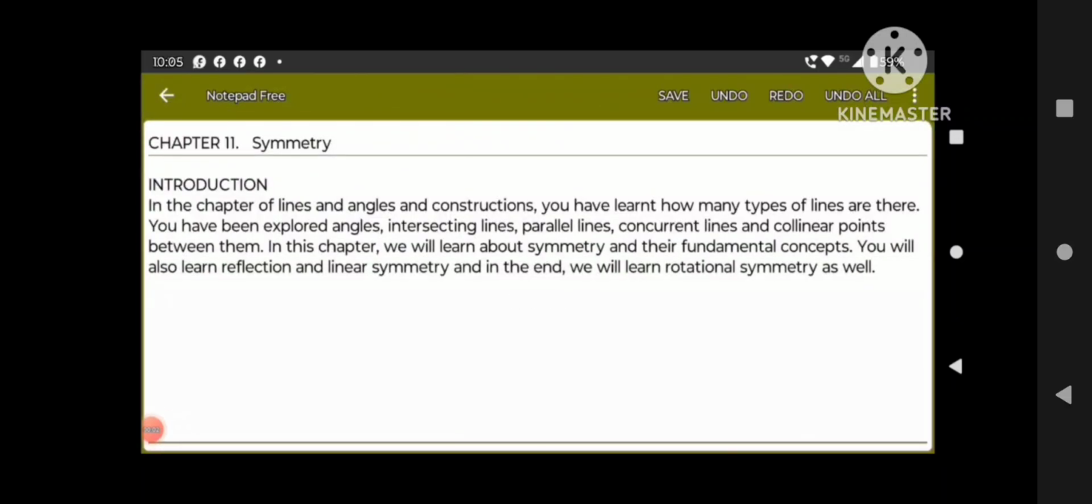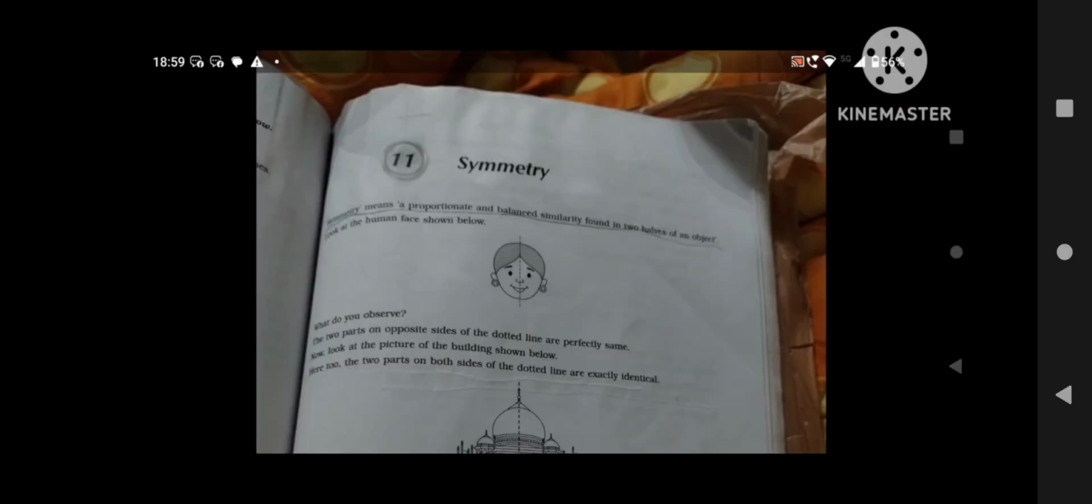Symmetry. Introduction. In the chapter of lines and angles and constructions, you have learned how many types of lines there are. You have explored angles, intersecting lines, parallel lines, congruent lines, and collinear points between them. In this chapter, we will learn about symmetry and its fundamental concepts. We will also learn reflection and linear symmetry, and in the end, we will learn rotational symmetry as well.